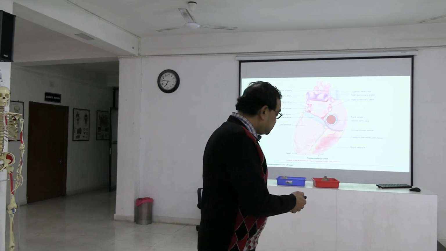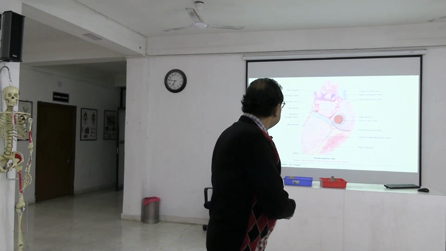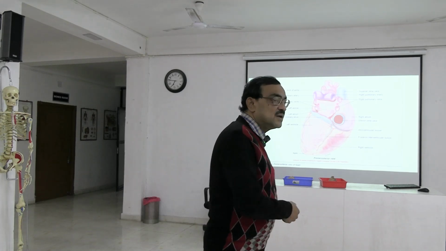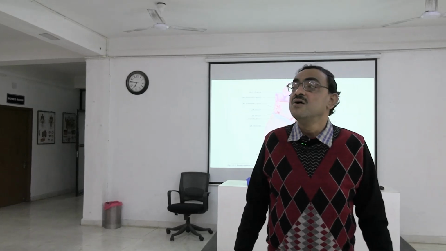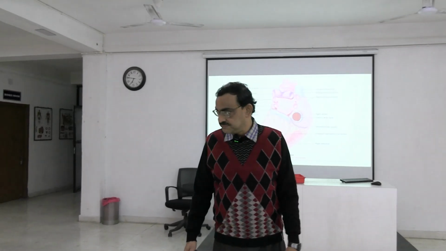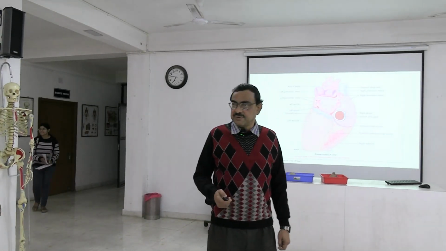This vein will definitely drain into the right atrium through an opening within the right atrium, which we have seen yesterday. That is the opening for the coronary sinus, which is guarded by a rudimentary valve called the Thebesian valve.